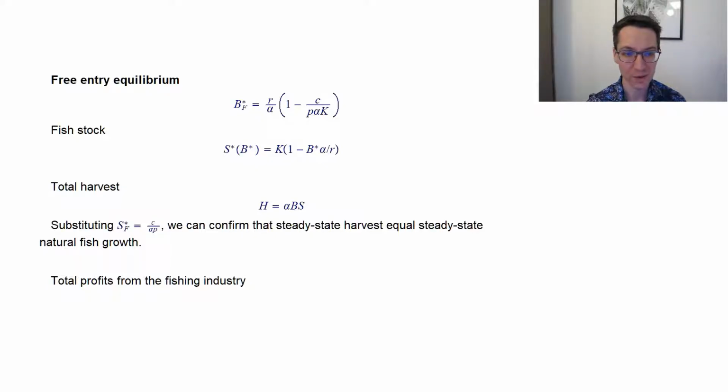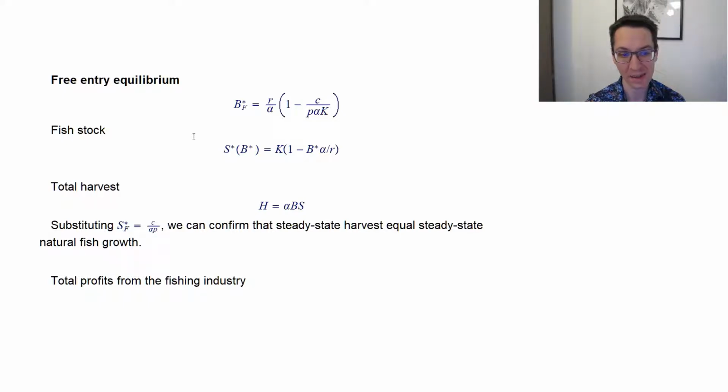Almost done. We just found the equilibrium quantity of bolts, B star F equal to R over alpha 1 minus C over P alpha K. And we can use this to pin down all the other quantities in the model that interest us. So let's start with the equilibrium fish stock for the free entry equilibrium.